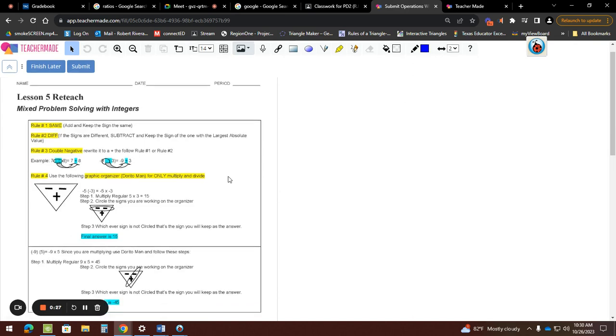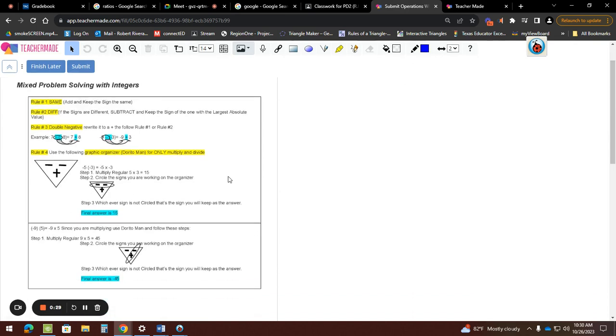Okay. The first thing I did is I gave you the notes of all the integer rules. Same, div, double negative, and the little man for multiplying and dividing. You have everything there in case you're still confused with it.